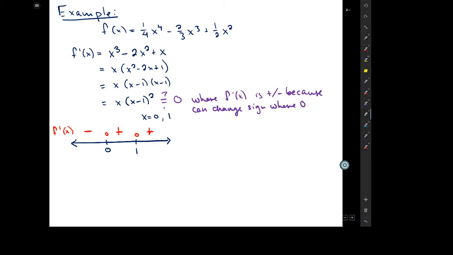Okay, so what this means in terms of our function, and this is what was on the last slide, we see on the interval from minus infinity to 0, the derivative is negative, so my function is decreasing. On the next interval from 0 to 1, the derivative is positive, so my function is increasing. And the same on the next interval, my function is increasing. So what we did here is we found that there are two critical points.